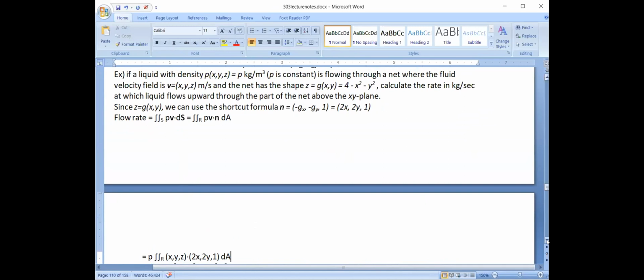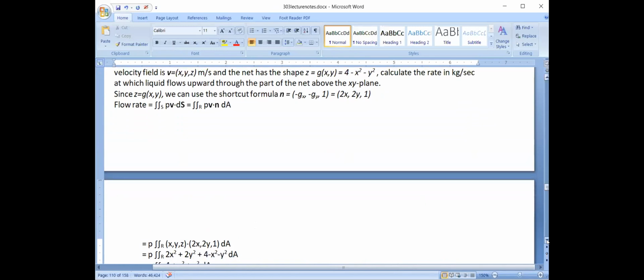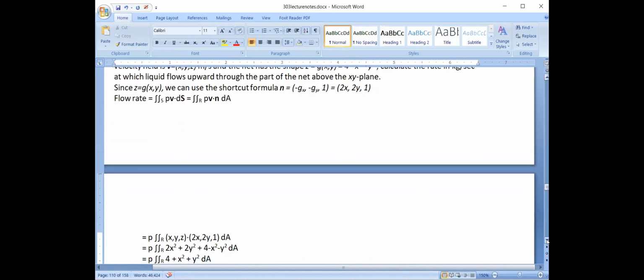So let's punch that all in and see what we get. Taking the dot product, you get 2x squared plus 2y squared plus z, and simplifying, we're going to get 4 plus x squared plus y squared. And so it's going to be p times the double integral over the region of 4 plus x squared plus y squared dA. Now we have to figure out what is the region and how I want to set that up.